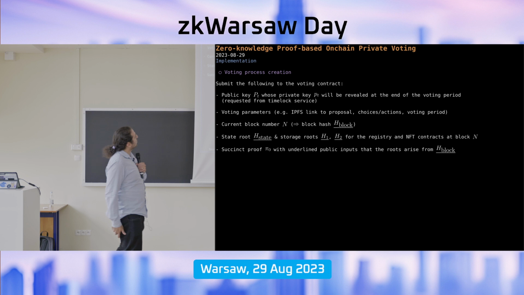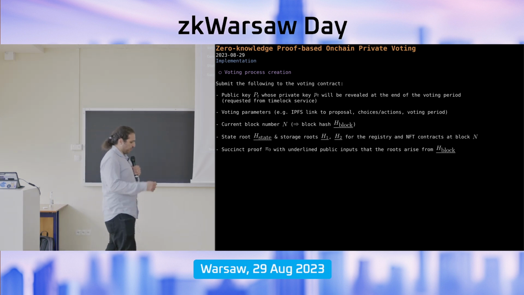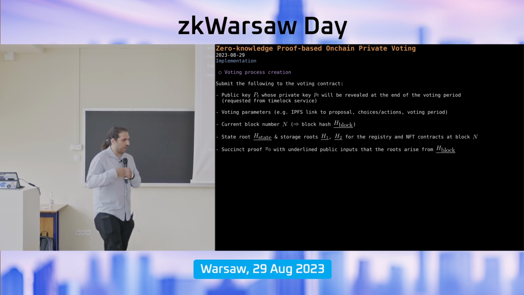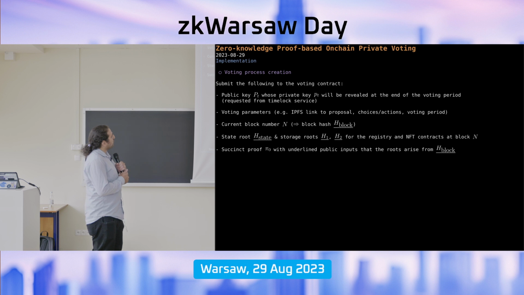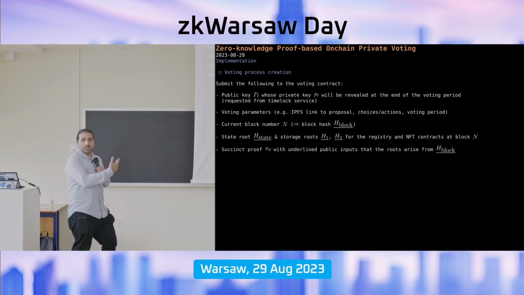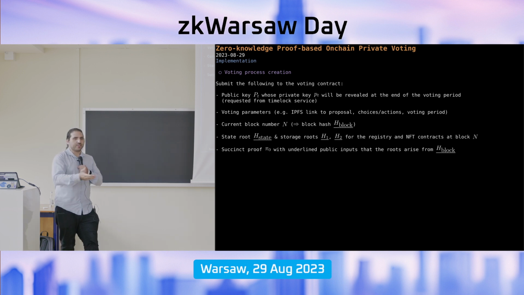Voting process creation. So this is where things start to get a bit tricky. The person who wants to create a voting process would ask for such a public key from this time lock service. And besides that, what we essentially want to do is say, okay, at the moment of voting process creation, everyone who's registered to vote, everyone who has an NFT should be eligible to vote. So what we need here are the storage roots of those 2 smart contracts. And here's the catch.